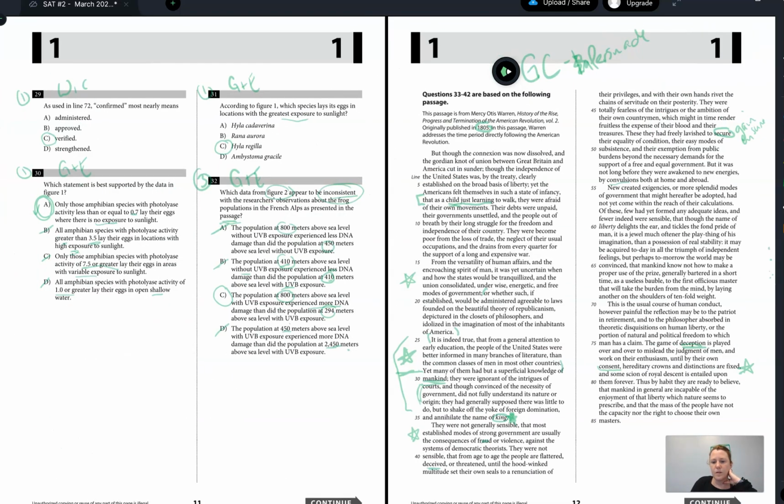All right, so 30 to 35. Okay, they were ignorant of the intrigues of courts, and though convinced of the necessity of government, they did not fully understand its nature or origin. They had generally supposed there was little to do but to shake off the yoke of foreign domination and annihilate the name of king. Okay, we did already use this one, but that does talk about post-revolution, and it does say that they're ignorant and that they thought that there was little to do, like once we shook off those yoke of foreign domination, there was nothing left to do. So that might be it.